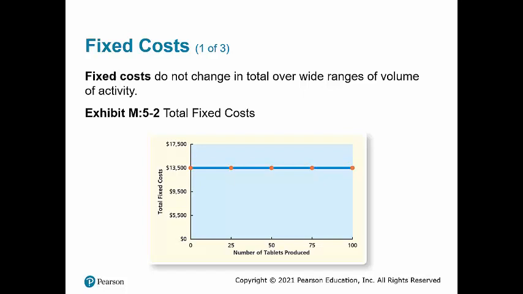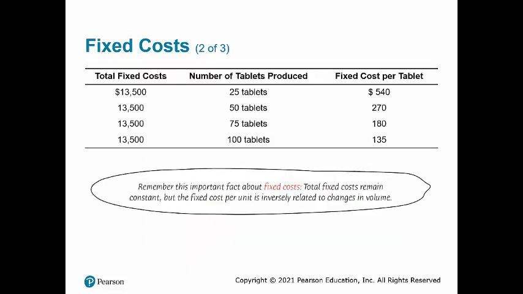Smart Touch Learning will incur $13,500 of fixed costs each month, and the number of tablets produced monthly is between 0 and 100. As we can see, fixed costs are graphed as a flat line that intersects the cost axis at $13,500. Because Smart Touch Learning will incur the same fixed cost regardless of the number of tablets produced during the month. This chart shows the total fixed cost at various levels of activity.